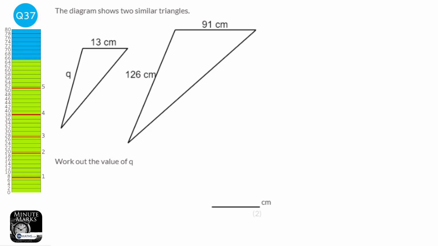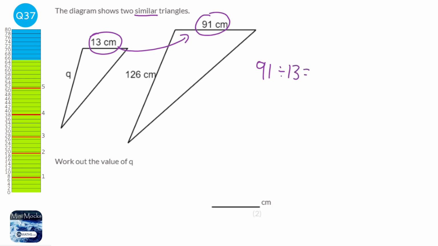So we've got to first of all realise that these triangles are similar, so we can work out what the scale factor is. We need two corresponding sides, which I'm just going to pick these top ones, and we're going to work out the scale factor from those. Now, the scale factor is how to get from the smaller to the bigger. So what I'm going to do is I'm going to do 91 divided by 13, which is 7. So we know we times 7 to get from the small to the big.